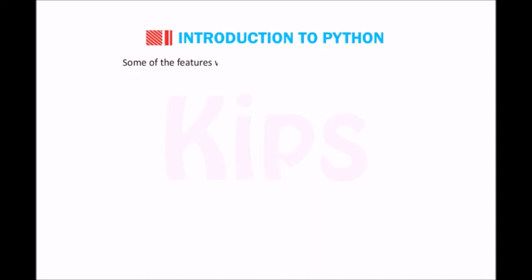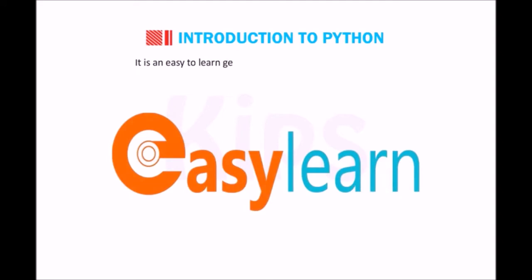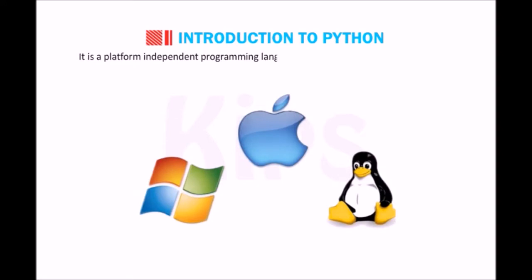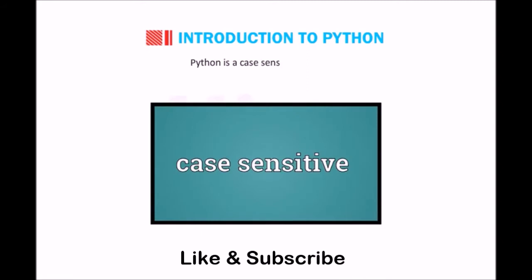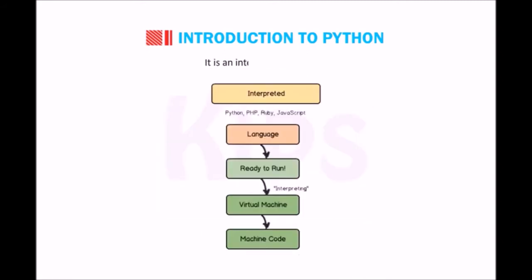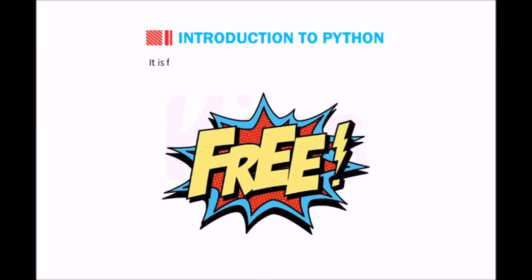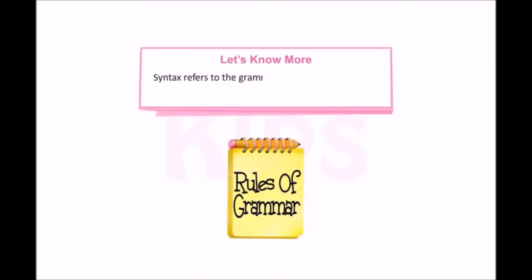Some of the features which make Python so popular are as follows. It is an easy-to-learn general-purpose programming language. It is a platform-independent programming language, which means it can be used on any machine and in any operating system. It has a simple syntax. Python is a case-sensitive language. It is an interpreted language. It is free to use and even free for commercial products. Students, let's know more. Syntax refers to the grammatical rules to be followed while writing a program in any language.